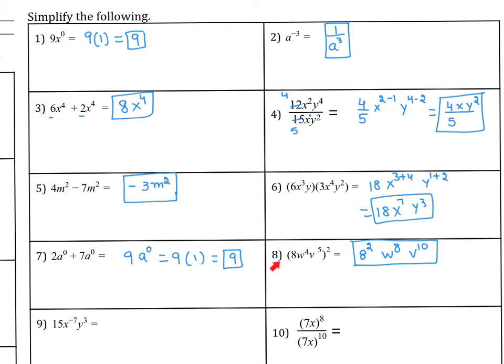For number 8, you have a power outside that you're going to distribute with each and every term on the number that is inside. So that's going to be 8 to the power 2, w to the power 4 times 2, that's 8. V to the power 5 times 2, that's 10. So the final answer is 64, w to the power 8, and v to the power 10.